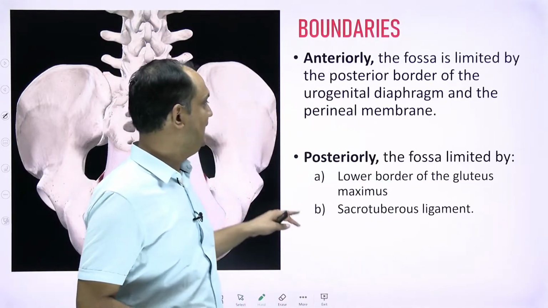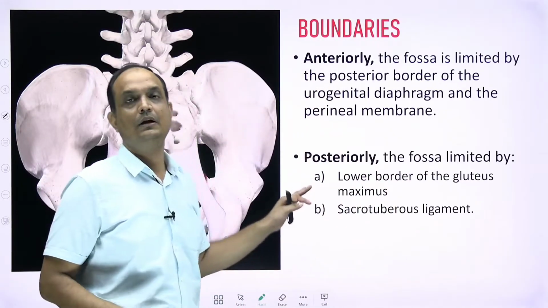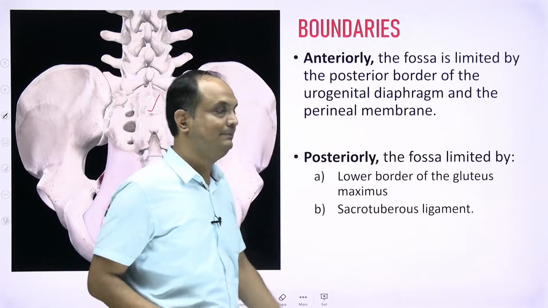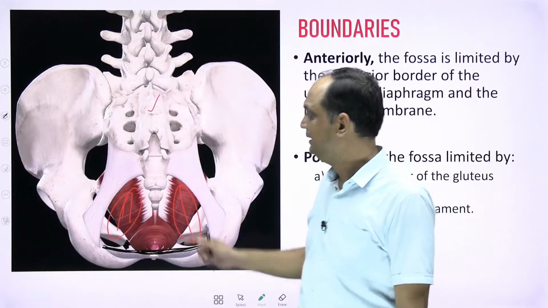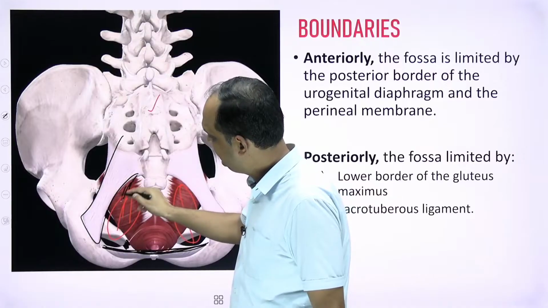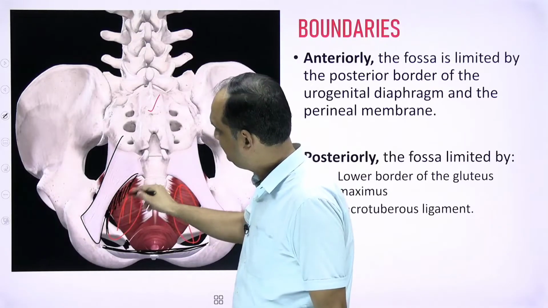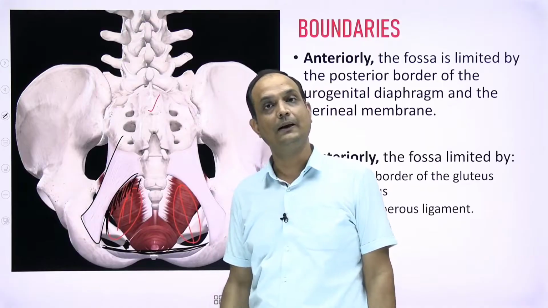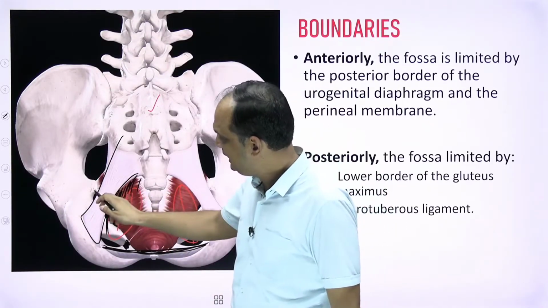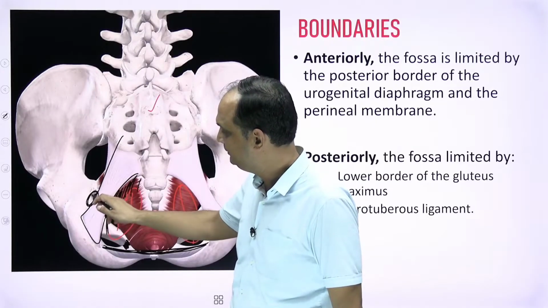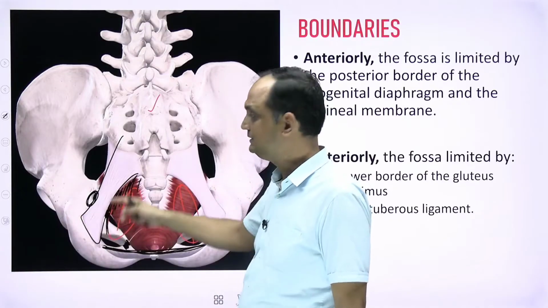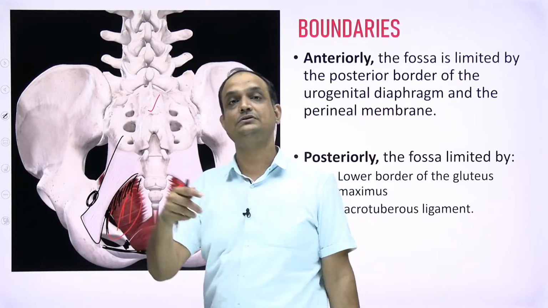In the same way, the posterior border or limit of the fossa is the lower border of gluteus maximus and sacrotuberous ligament. Here you can see that this is the sacrotuberous ligament, and this is your demarcation line of the posterior part of ischioanal fossa. But my dear friends, you have to understand that this fossa will also extend through this lesser sciatic foramen. So this extension is beyond this posterior margin. So again it is known as recess.